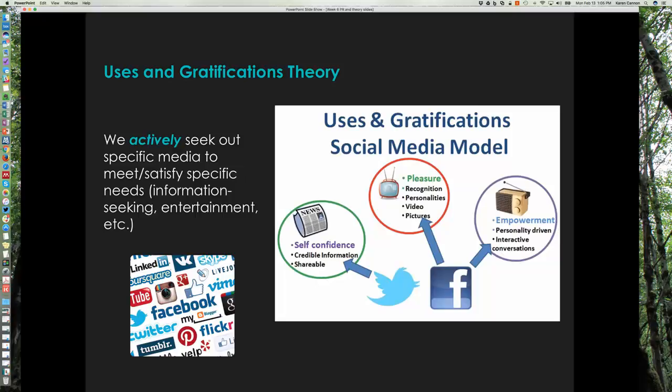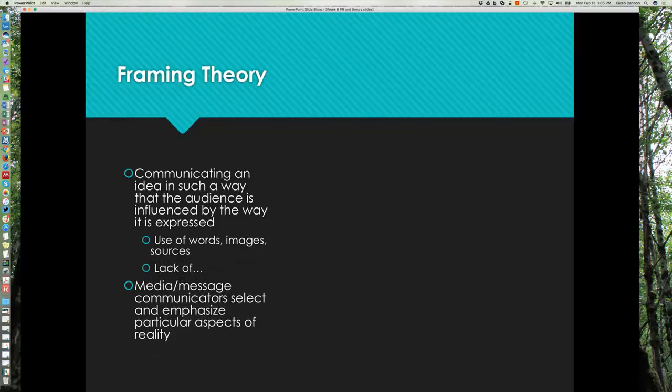So, need for information. I'm interested in staying up to date with what's going on in the world, so I'll follow a particular news outlet or something like that. So uses and gratifications just says we actively seek out a particular type of media to satisfy a particular type of need. Framing theory is a personal favorite of mine.